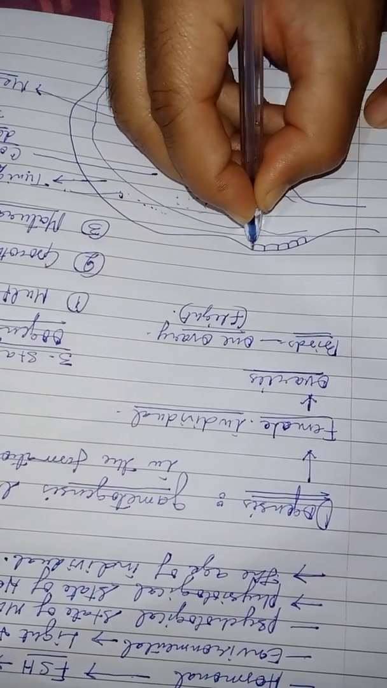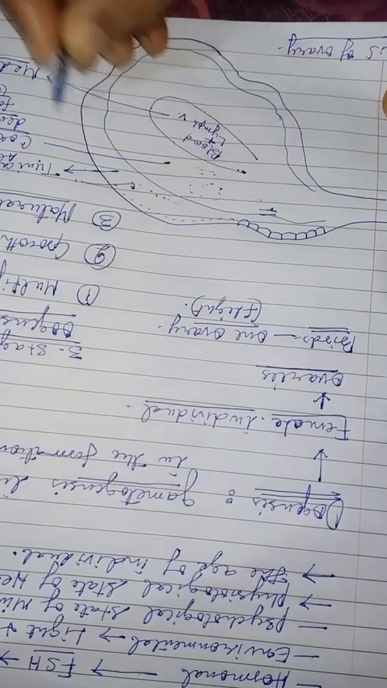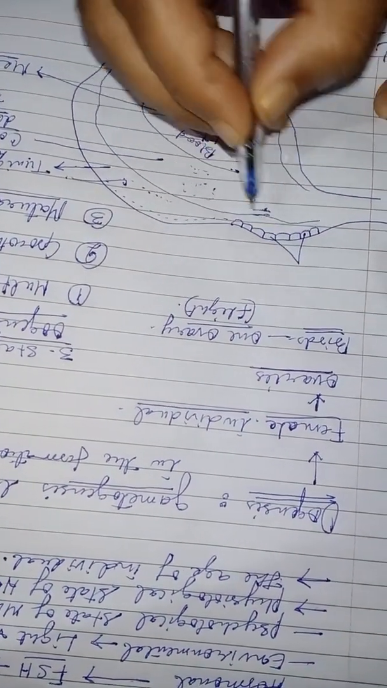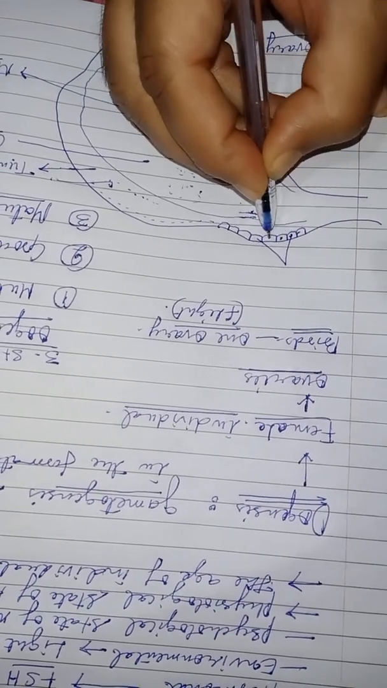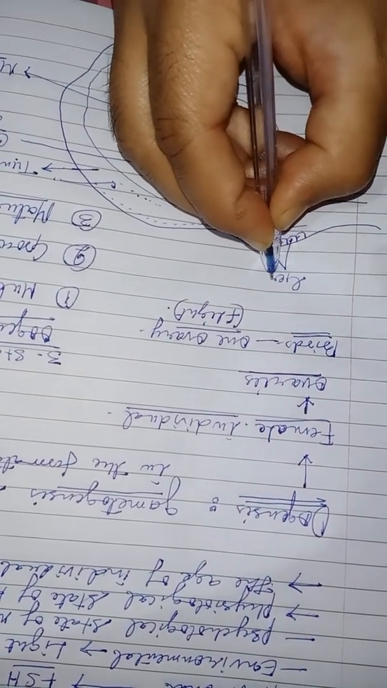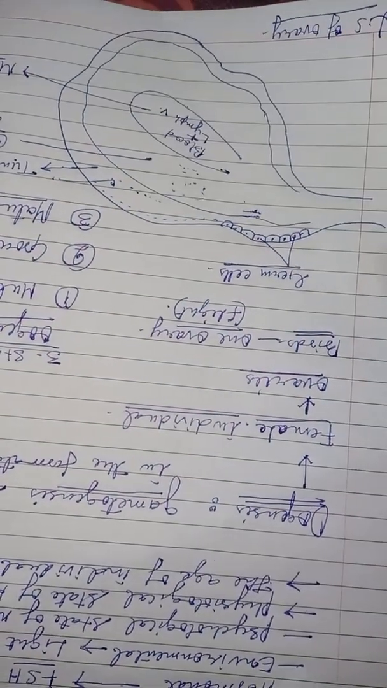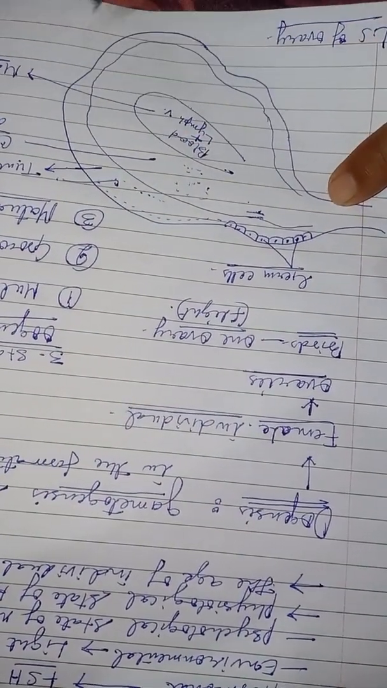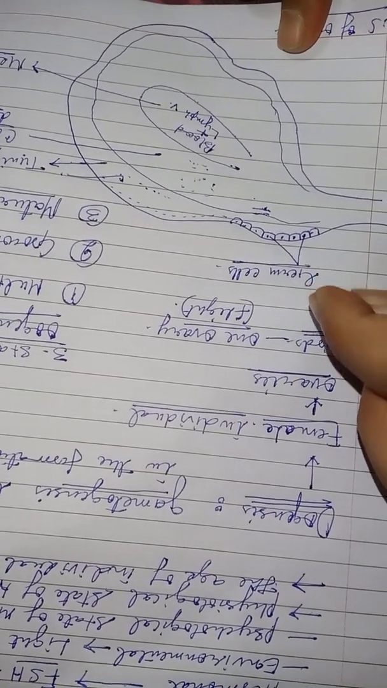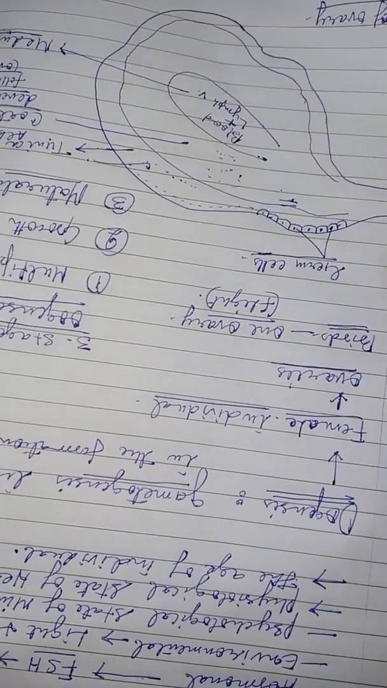Now, one thing: the outermost epithelial lining covers the whole area. This epithelial lining is the germinal epithelium. These are germ cells. The outermost covering is made up of the germ cells.